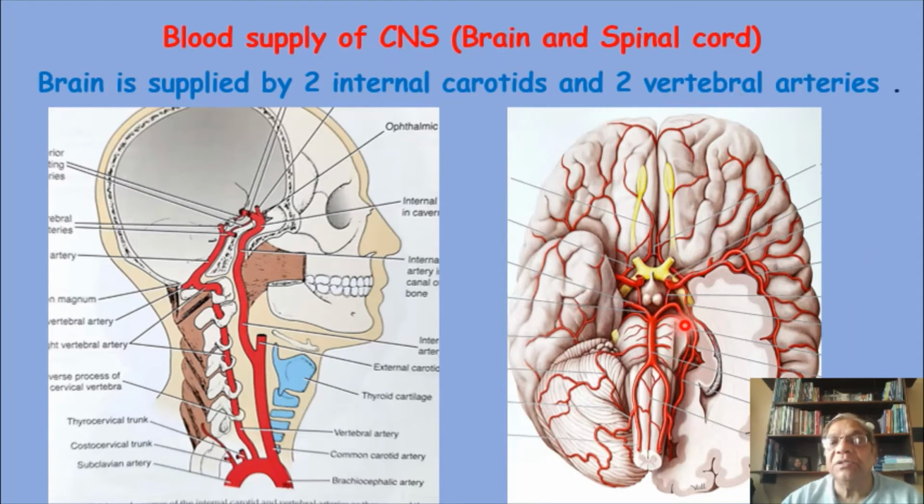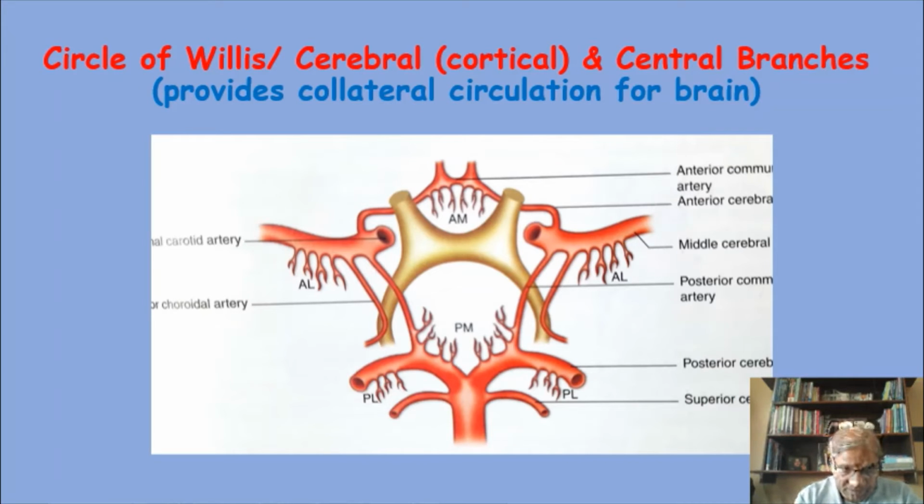Now the location you should note of this circle of Willis: for the most part, it is in the interpeduncular fossa. Now I will show you a theoretical diagram of this hexagonal circle of Willis. See this. This is the circle of Willis, okay.